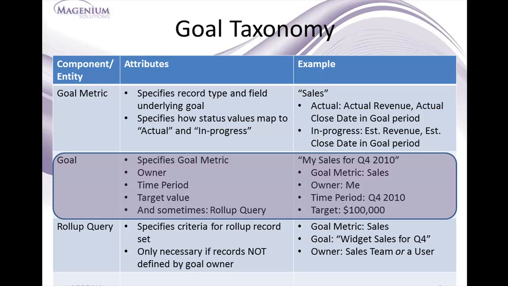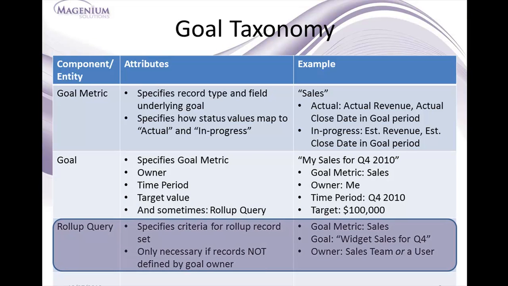So a goal is going to have a name, so it might be something like my sales for Q4 2010. It's going to rely on a metric, so sales in this case. It'll have an owner, and it'll have a time period. So it's always defined specifically with respect to a time period, and it'll have a target, that $100,000 in this example. I'll show you how that works in a second.